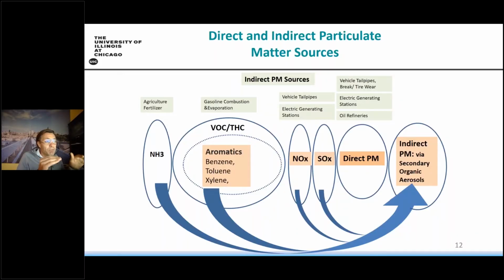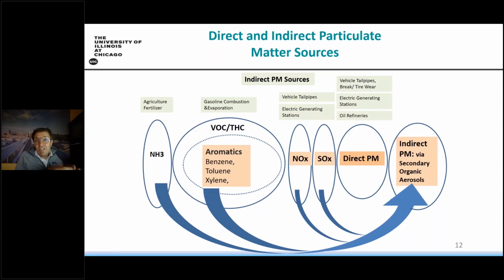So the different blue circles in the middle are different pollutants. NH3 is ammonia. Then we have VOCs, meaning volatile organic compounds, the gases, for example, the pollutants that come out of your tailpipe. We got NOx for nitrogen oxides, SOx for sulfur oxides. And then we have direct PM emissions and indirect PM emissions.